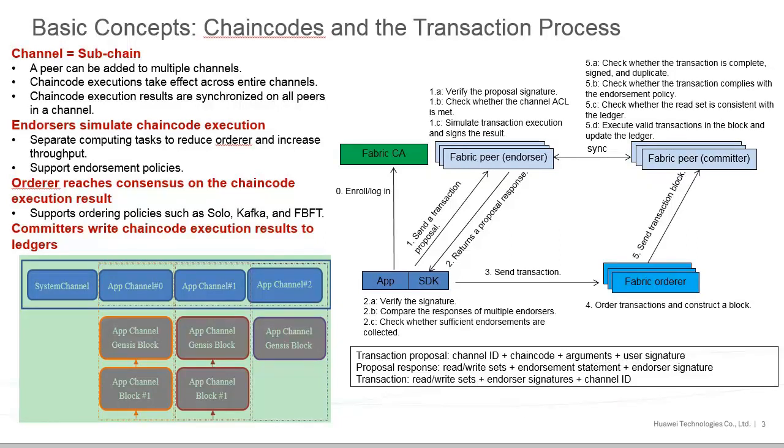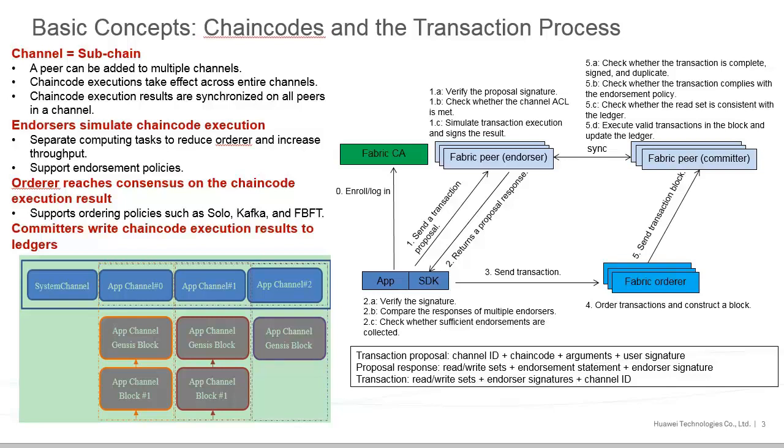Next, let's look at how chain codes and the transaction process work. Here are some basic concepts. A channel is also called a subchain. A channel can include peers of different organizations, and a single peer can be added to different channels. All chain code operations take effect across their entire channel. That is, operations are performed on all of the peers in a channel synchronously.